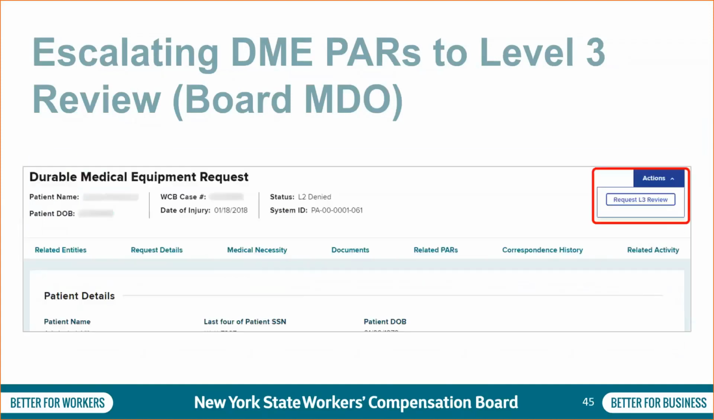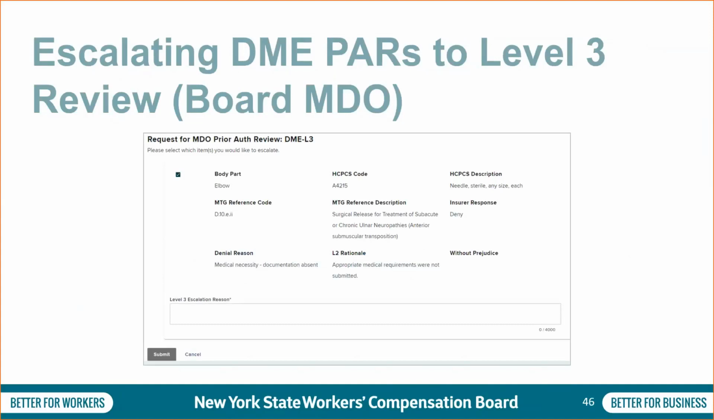To escalate to Level 3 review, select the Actions button on the top right of the PAR Details page and select Request L3 Review. Select the items that you would like to escalate, enter the reason for the Level 3 escalation in the text box, and then select Submit.